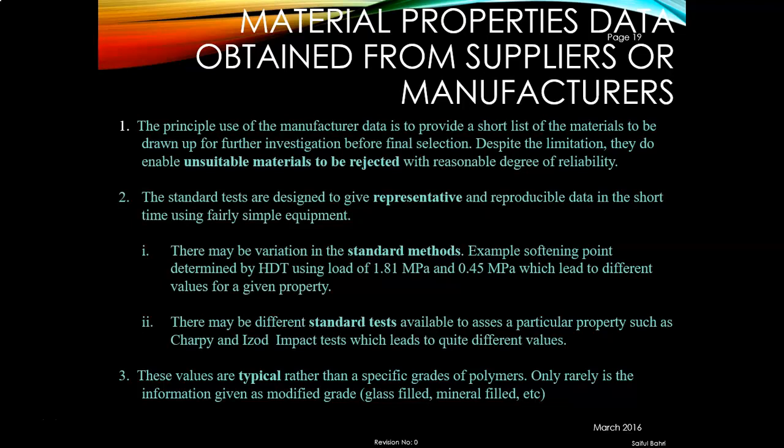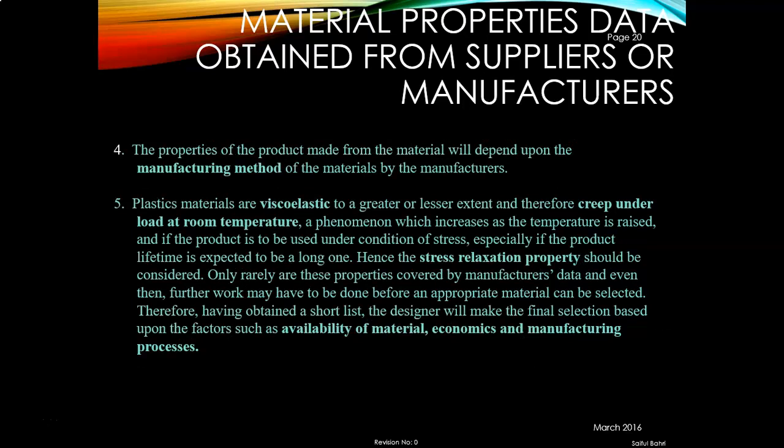So these values are typical rather than for a specific grade of polymer. So only rarely is the information given for modified grades, for example, glass fill, mineral fill, and so on. So the material properties data obtained from suppliers also show that the properties of the product made from the material will depend upon the manufacturing method of the materials by the manufacturers.